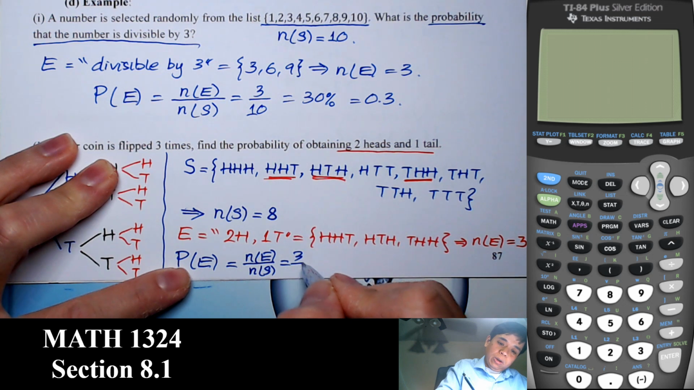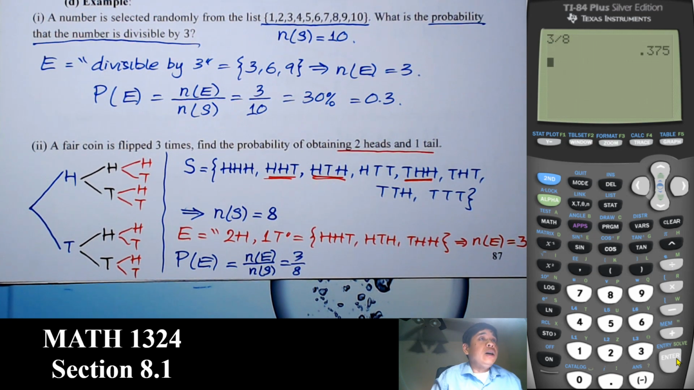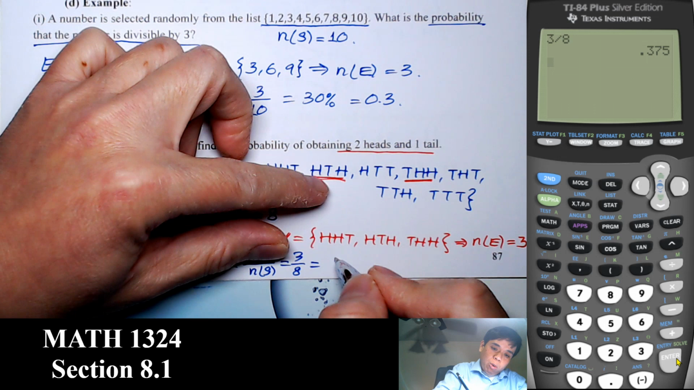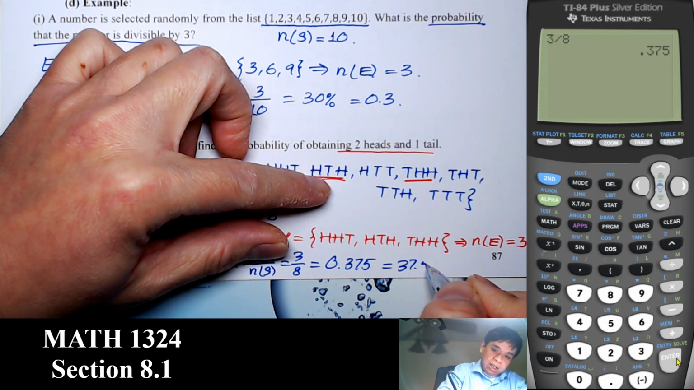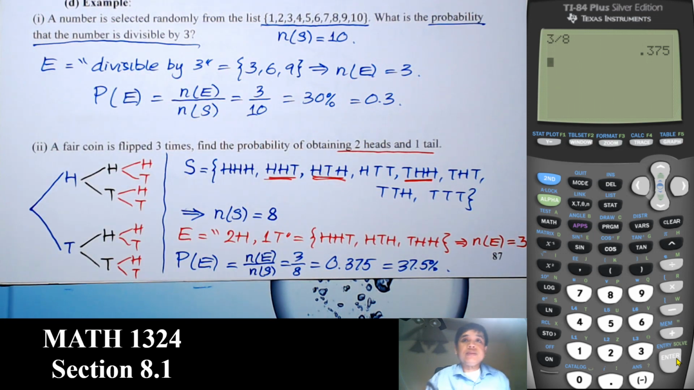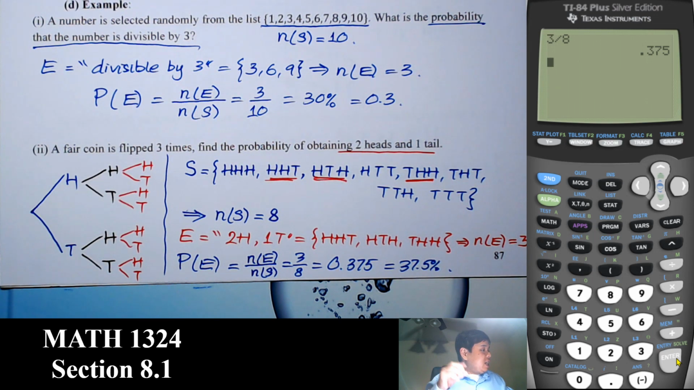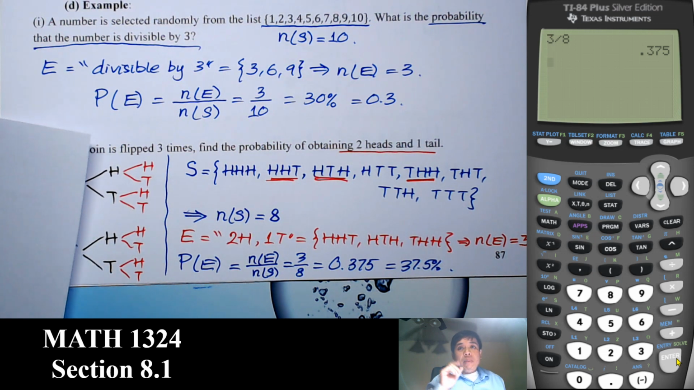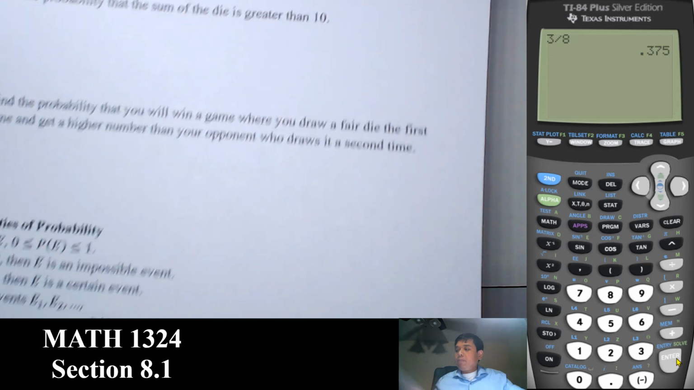3 over 8. How is it 3 over 8? That is 0.375 or 37.5%. So it's like that. We count how many we have in the event, and divide by how many we have in the sample space. It will be just like that.